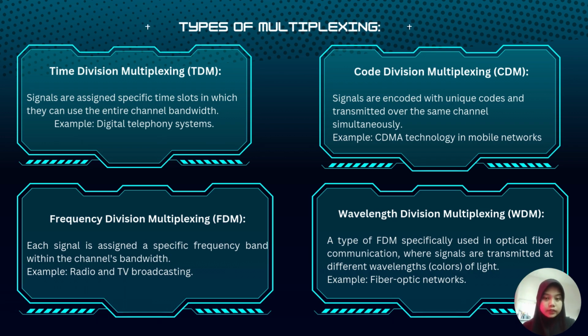Time division multiplexing, signals are assigned specific time slots in which they can use the entire channel bandwidth, which means that the signals take turns using the channel at specific times. Frequency division multiplexing, each signal is assigned a specific frequency within the channel bandwidth, which means that each is assigned a unit frequency range within the channel. Code division multiplexing, signals are encoded with a unique code and transmitted over the same channel simultaneously. For wavelength division multiplexing, in optical fiber, signals are transmitted using different wavelengths of light.